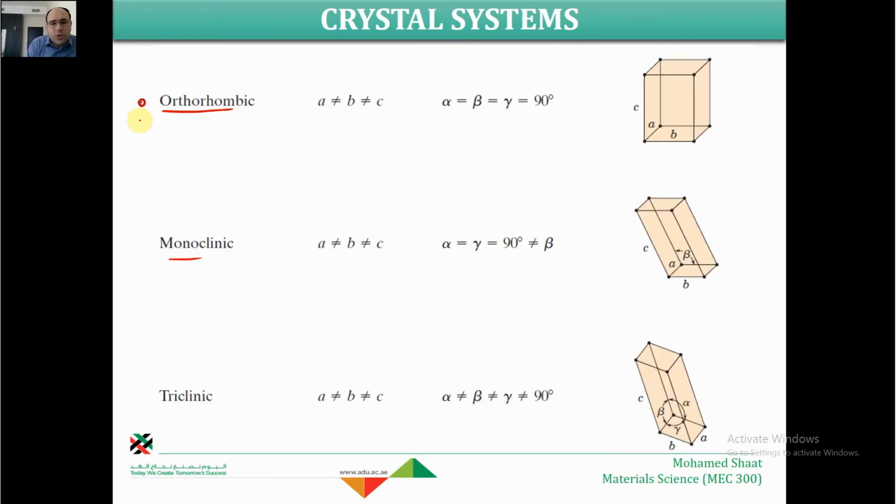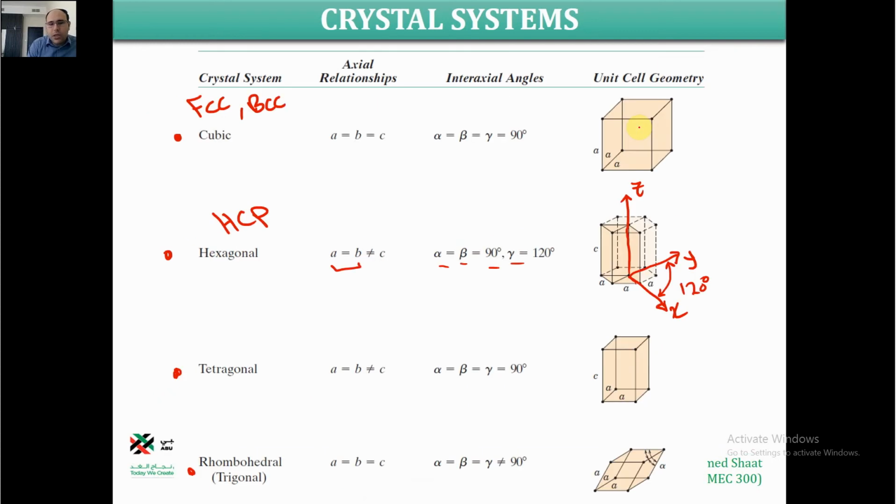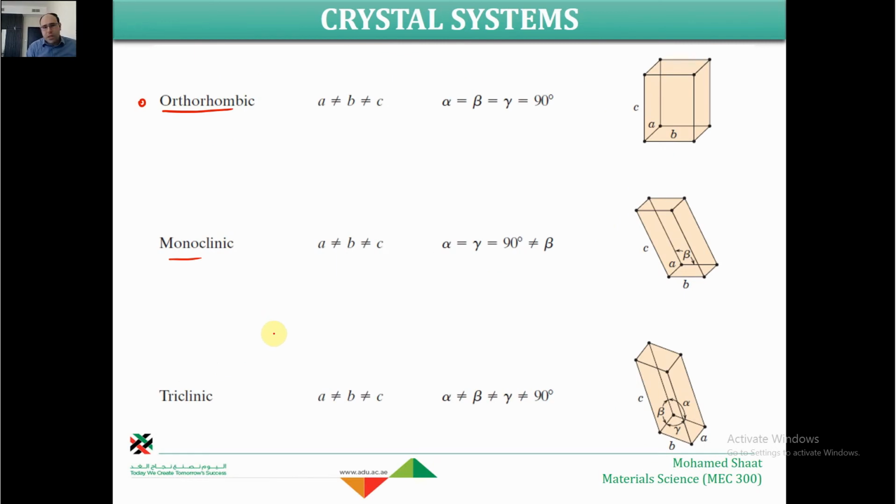We also have the orthorhombic crystal structure, which has A, B, and C not equal, and alpha, beta, and gamma equal to 90 degrees. So all the edges are not equal, very similar to the cubic in terms of the angles, but in terms of the side edges, they are not equal. This gives us the orthorhombic crystal system. And for monoclinic, we have A, B, and C not equal.